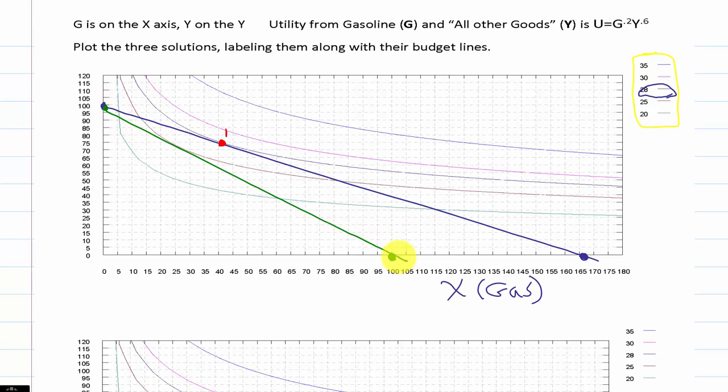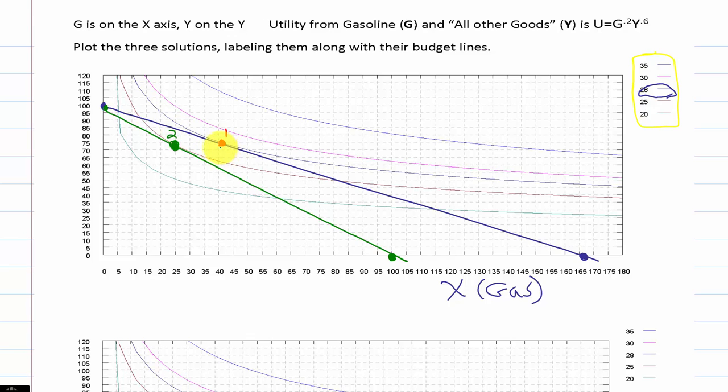Alright. And so this is the budget line, a little steeper, with a slope of 1 instead of a slope of 0.6, like the original budget line had. And the solution that we got was X should be equal to 25, and Y should be equal to about 75. Okay, so that looks pretty good, like that's where those two are going to be tangent. So that's solution number 2.